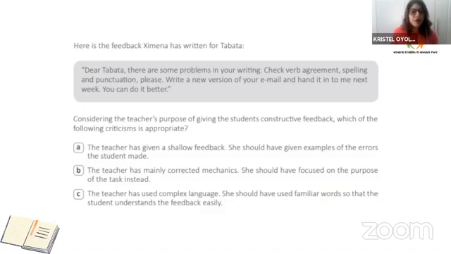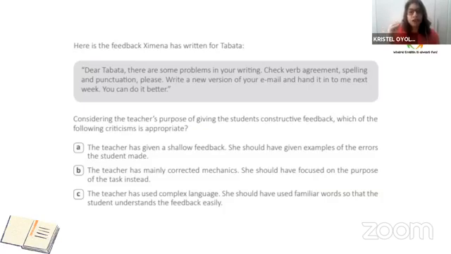So which of the following criticisms is appropriate to the feedback given by Jimena, who's the teacher, right? Well, letter A said the teacher has given a shallow feedback; she should have given examples. The other one is corrected just mechanics and should have focused on the purpose of the task. And the last one is have used familiar words so the student understands the feedback easily. Remember, when we were saying what are the key elements for feedback, we were saying that the criteria is very important because the criteria is focused on the learning purpose.